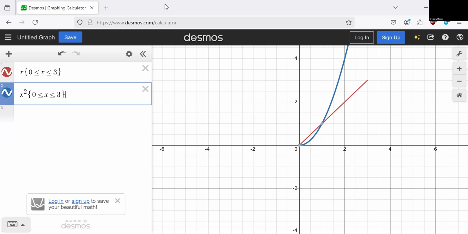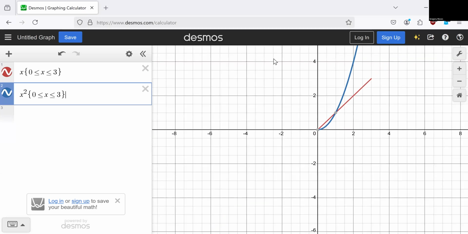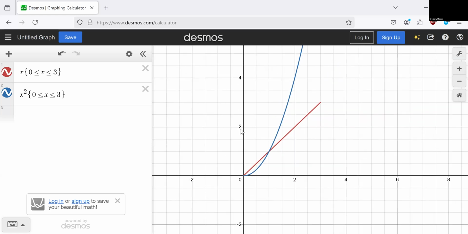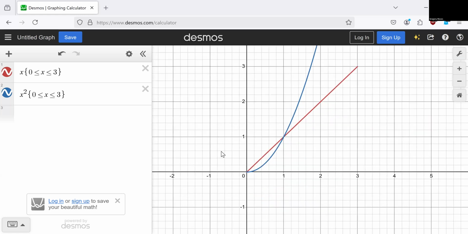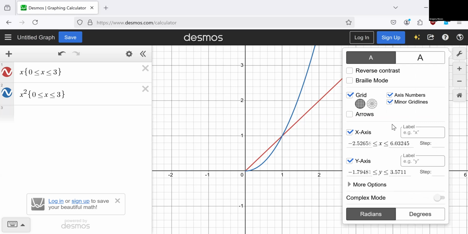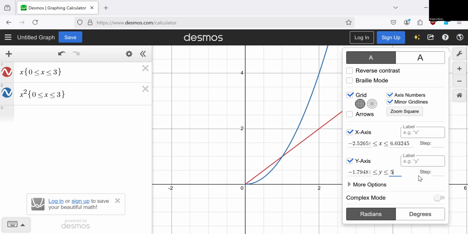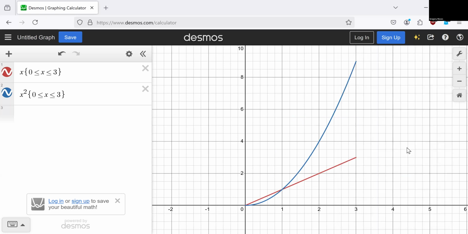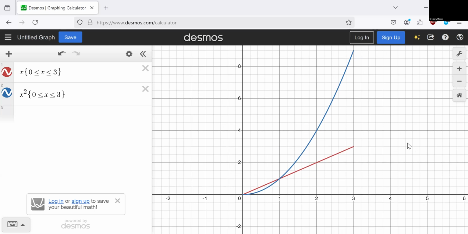Has everyone here used Desmos, by the way? It's a very useful tool, much nicer graphs than you get messing around with your calculator. So let's see, let's not zoom out, but let's push up this Y maximum so we can see both graphs in their entirety.